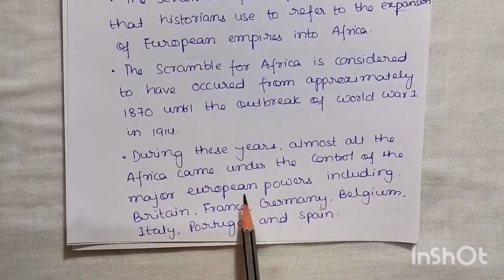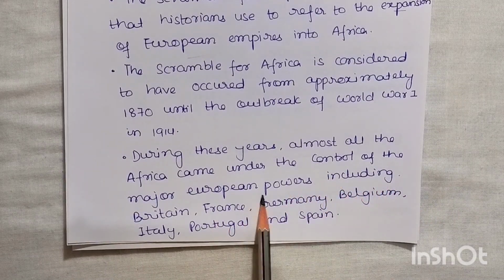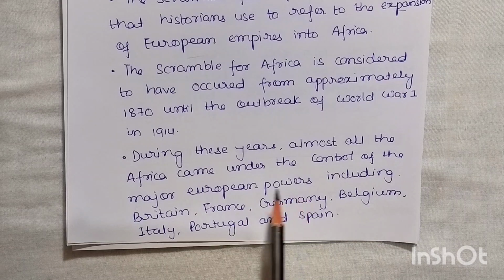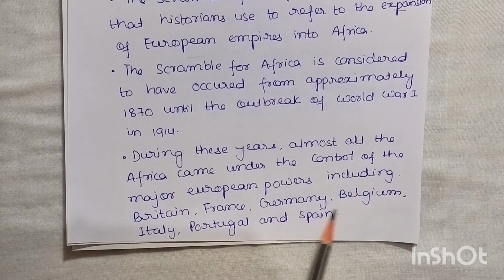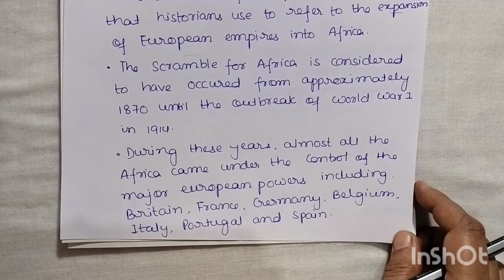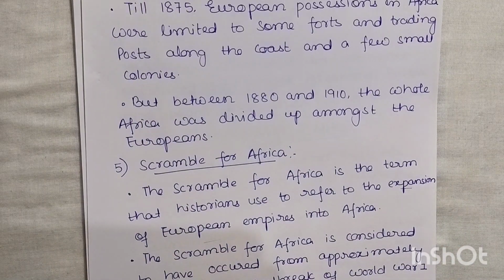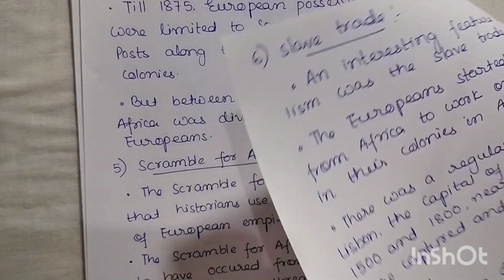During these years, almost all of Africa came under the control of major European powers, including Britain, France, Germany, Belgium, Italy, Portugal, and Spain. In this way, the whole of Africa was captured by the European powers.